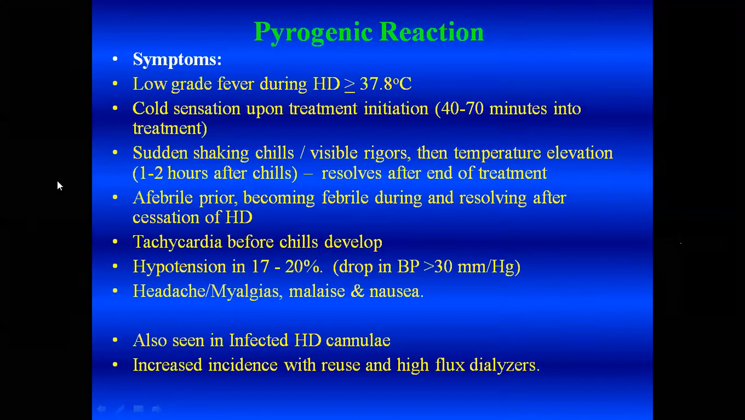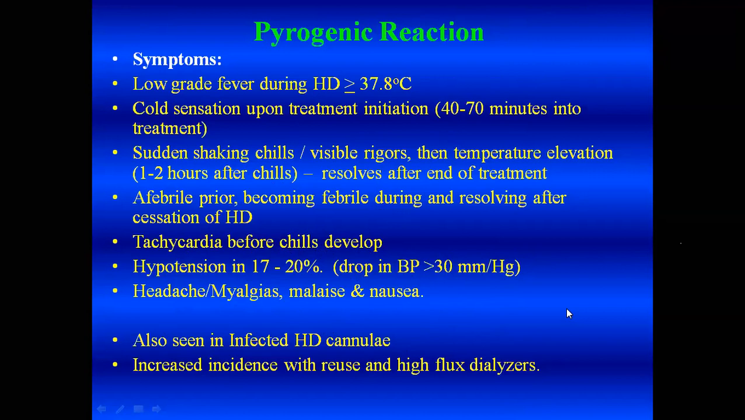Low grade fever generally starts, but it could go up to shaking, chills, visible rigors, temperature going up then to 39 or 40 degrees. Tachycardia usually occurs before the chills, and about 1/5 to 1/4 of the patients will get severe hypotension and may even need not only fluids but even noradrenaline for a period of 6 to 8 hours. Headache, myalgias, nausea.